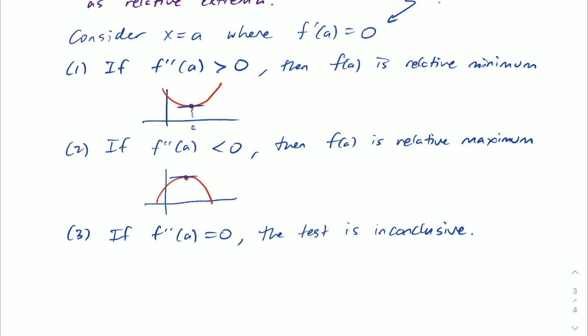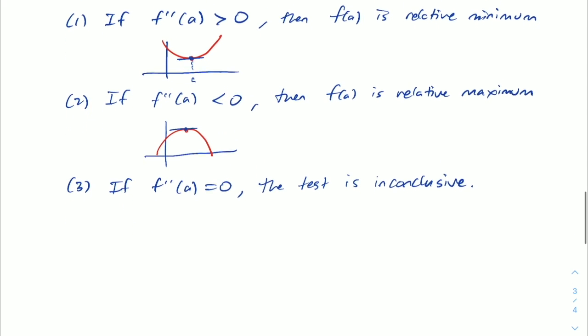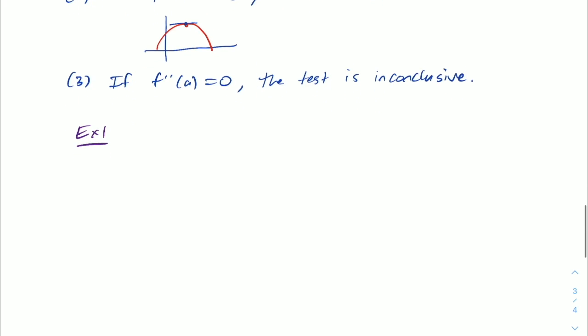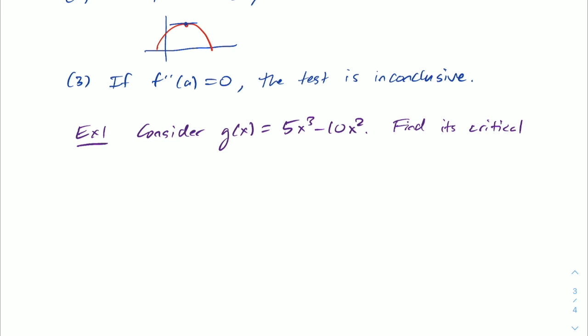All right, so let's do an example. So let's consider the function g of x defined as 5x cubed minus 10x squared. And let's find its critical points and classify them with the second derivative test.